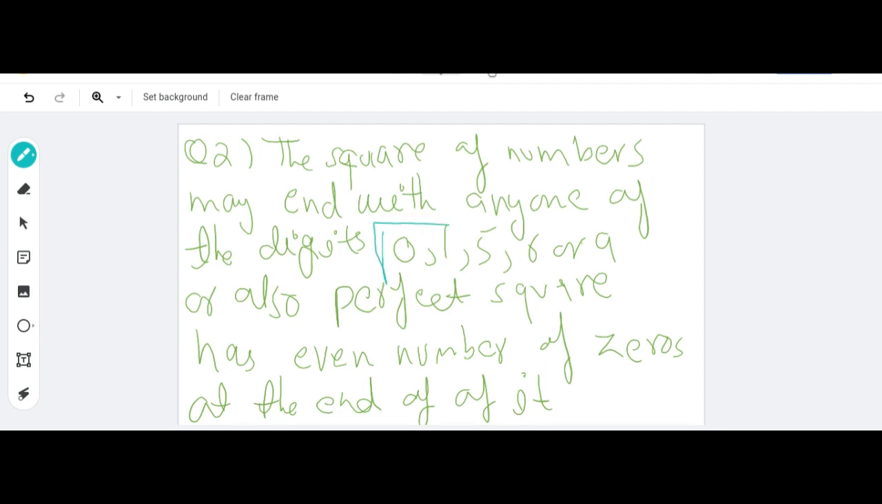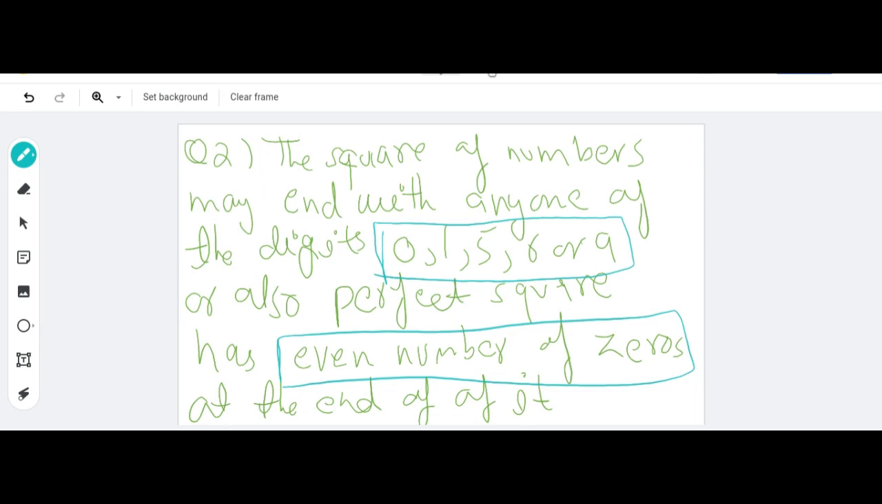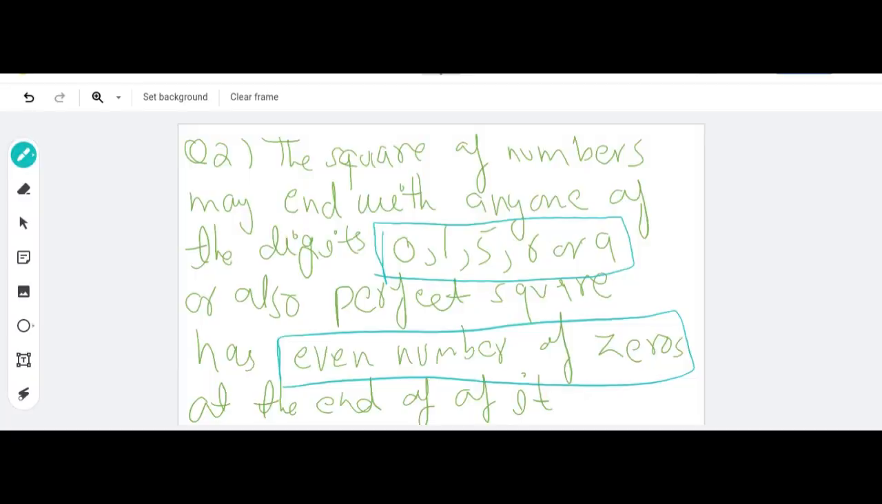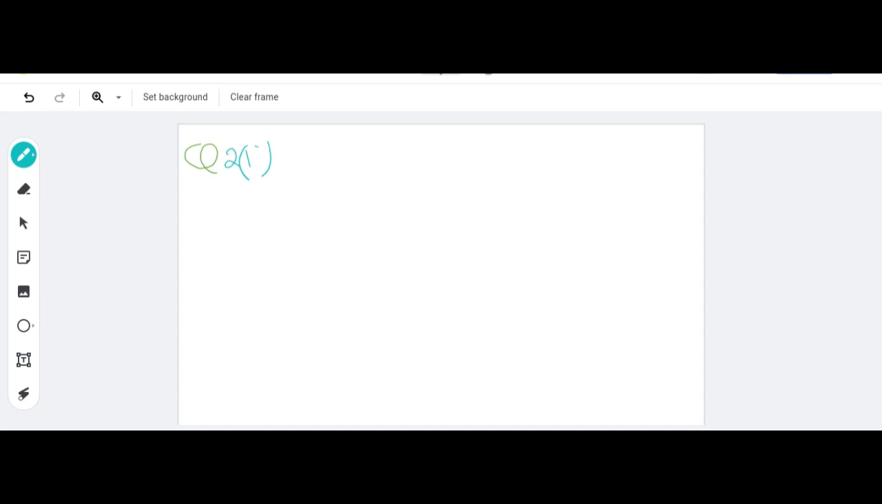By looking at this list, can you tell me whether the first one is a perfect square or not? No, ma'am, it's not. Why? Because its unit place digit is 7. If its unit place digit is 0, 1, 5, 6, then it will be. Okay, so for question number 2, you have to write like this.